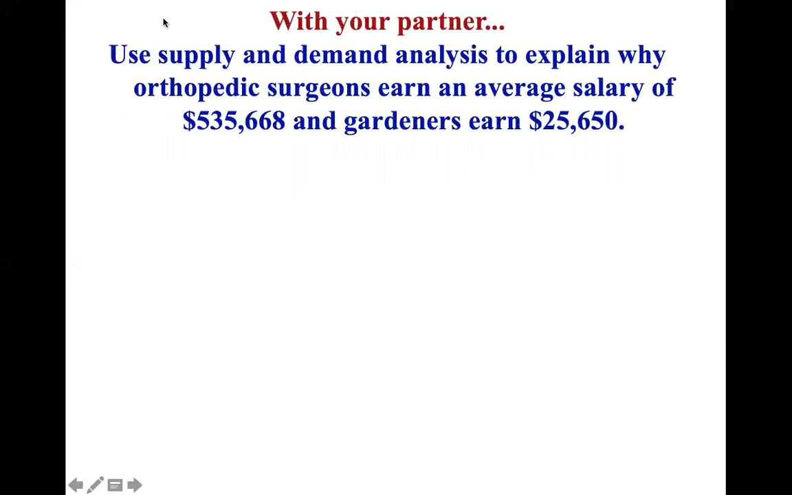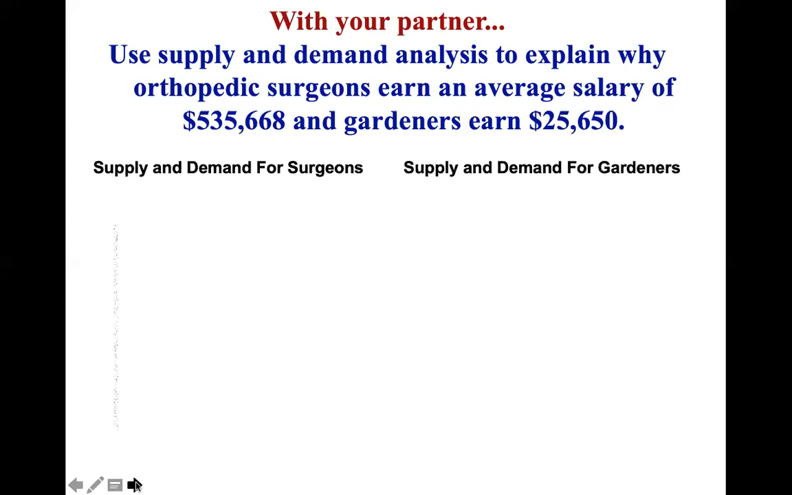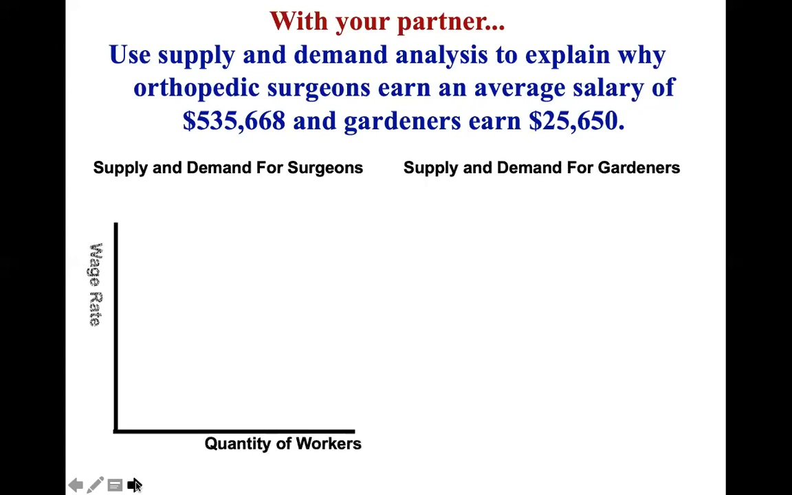Okay, I want you to pause the video in just a second, and I want you to use supply and demand analysis to explain why orthopedic surgeons in the US earn an average salary of about $500,000, while gardeners in the US earn an average salary of about $25,000. So I want you to think about the concepts we've just derived, and I want you to draw the market for surgeons and the market for gardeners, and then give me an equilibrium wage, right? And see if you can show me why this difference occurs.